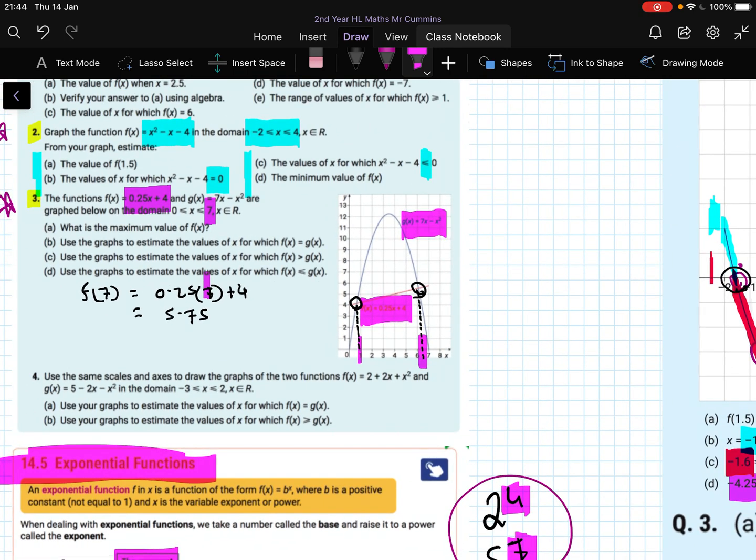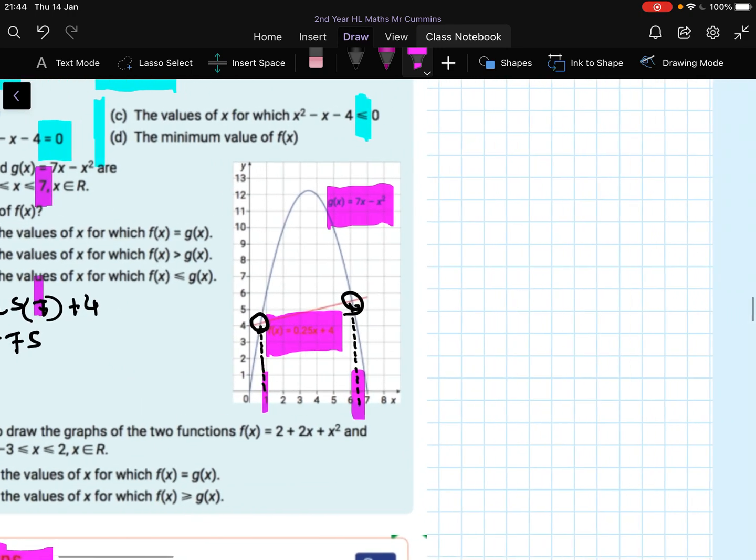We go on then, all these questions are related. Part C: use the graph to estimate the values of x for where f of x is greater than g of x. Remember we got this greater and less than. So where is f of x greater than g of x? We can see that from between the two circles that I've drawn in that answer here.